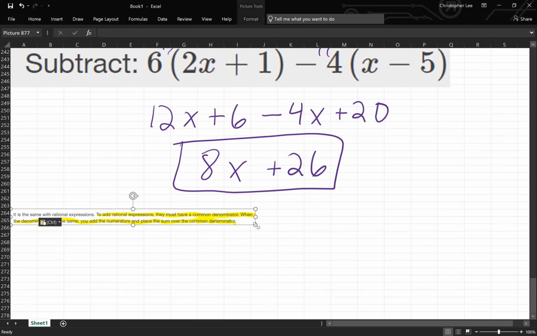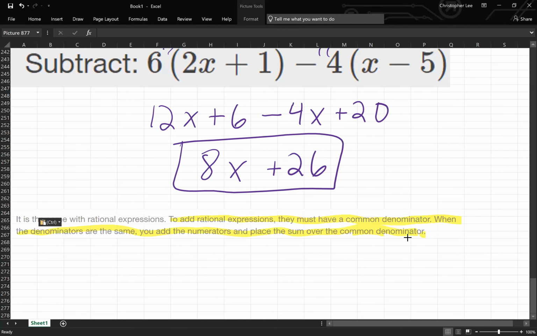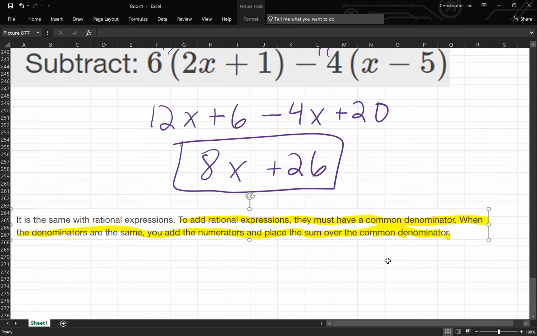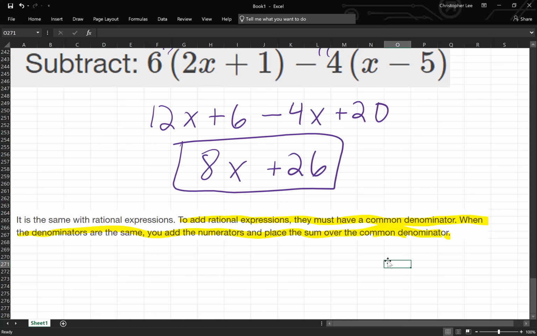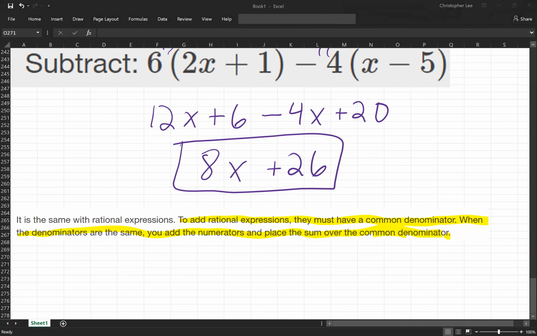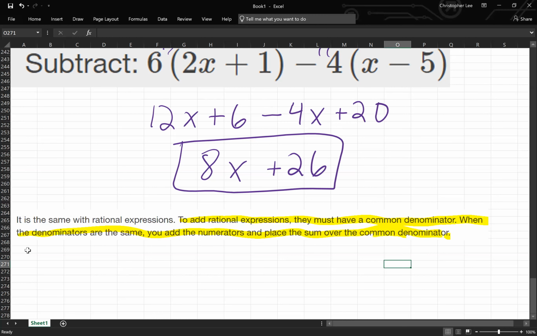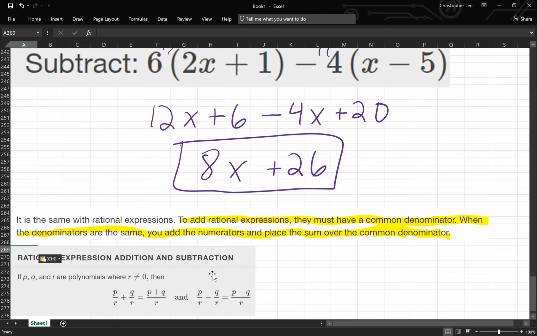So it is the same with rational expressions, right? To add rational expressions, they must have a common denominator. When the denominators are the same, you add the numerators and place the sum over the common denominator. That's it. So big shock, we're doing the same thing all over again, right? Nothing confusing here.